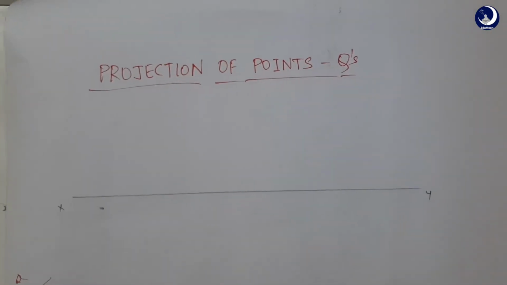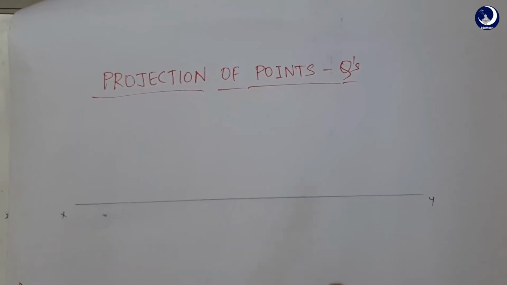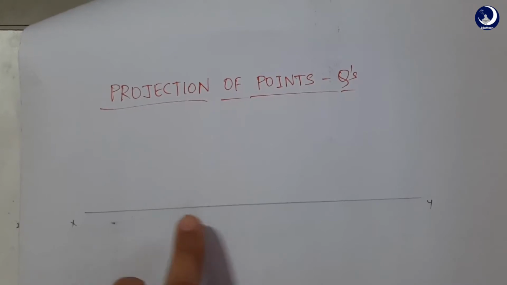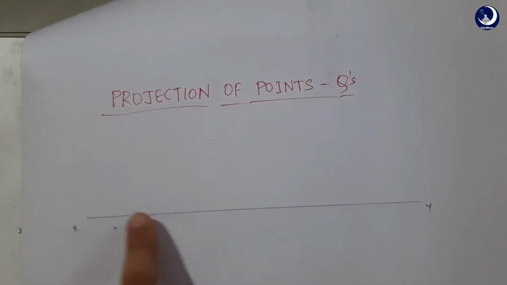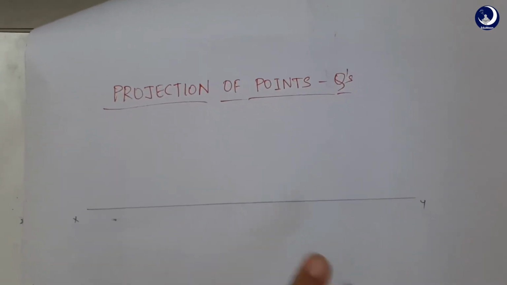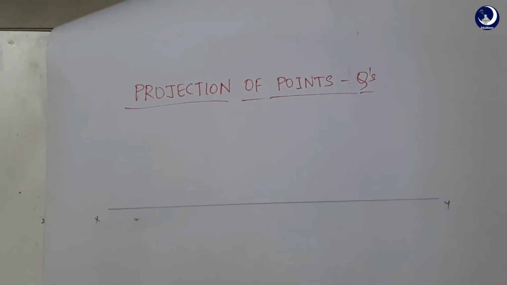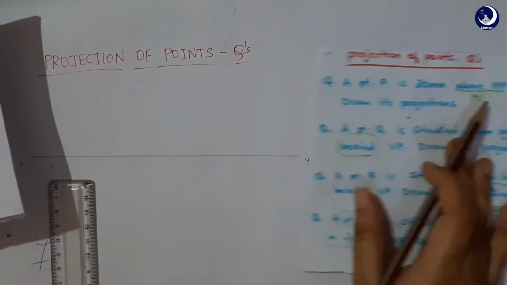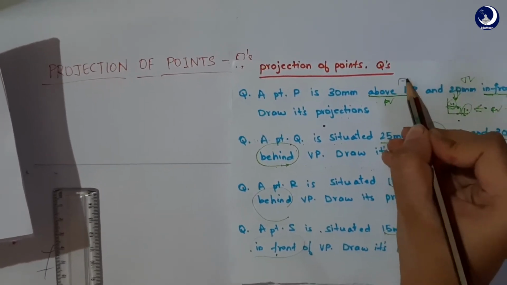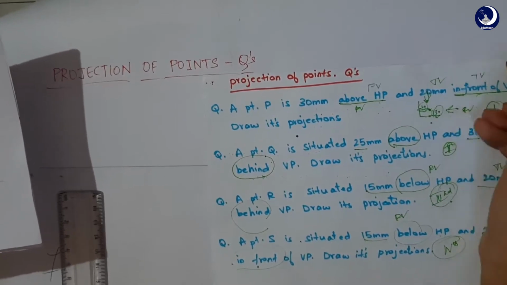So the first step for drawing the projection is to first draw your reference line. So XY is my reference line. Just for the video, you can also use different reference line or you can just use one reference line for different questions. So I'm going to be using one reference line for solving the projection of points question. So as discussed, above HP, so that means this is going to be the front view, and 20 mm in front of VP, so this is going to be the top view.